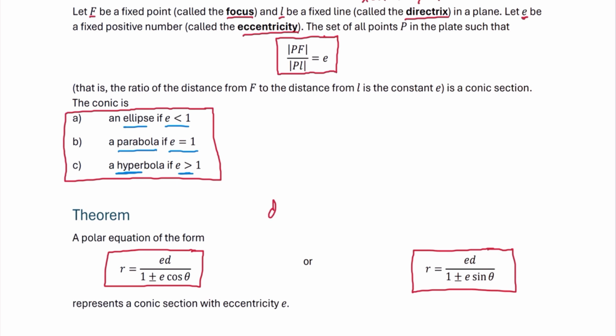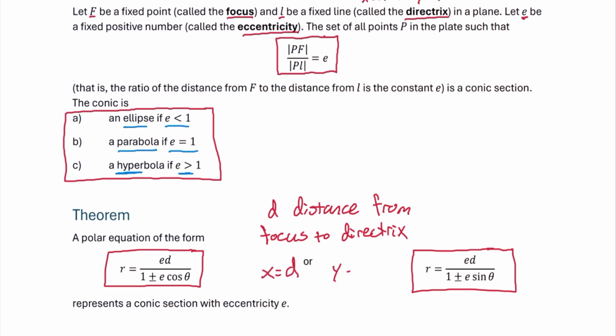D is the distance from the focus to the directrix. So we could have x equals d or y equals d. Again, those are the equations for the directrix. So d is coming from those values.